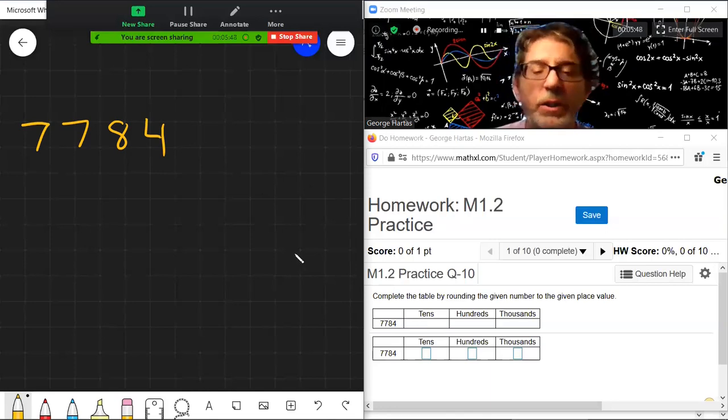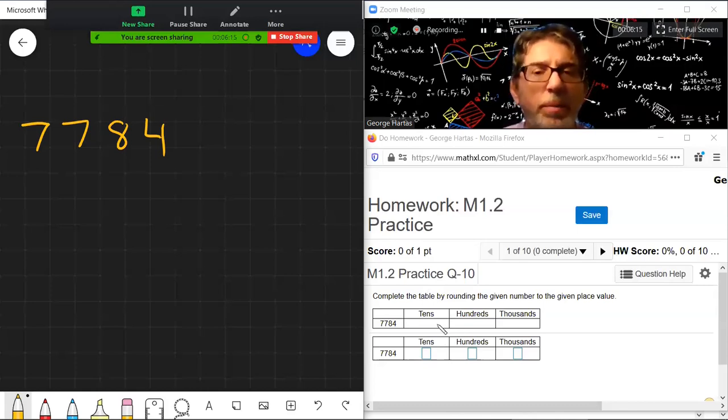So rounding, you can think of rounding as making an approximation. Is some number closer to 30 or to 40? Is some number closer to 500 or 600? Is some number closer to 9,000 or 10,000? So it depends on which place value they want us to round. And they'll tell us here.